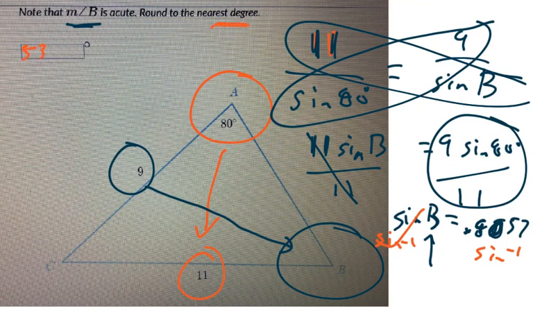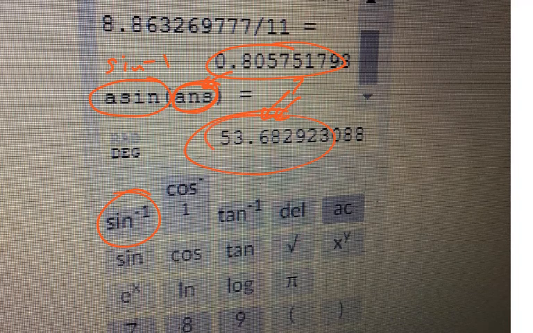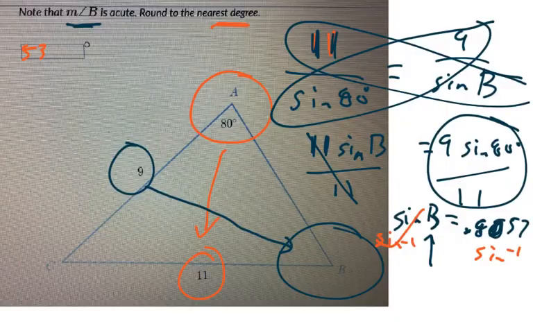Oh, actually, they want the nearest degree. So, got to watch that. So this is in degrees. We're going to round that up to 54 degrees. So I'm going to type in 54 degrees. And I'm going to get the correct answer.